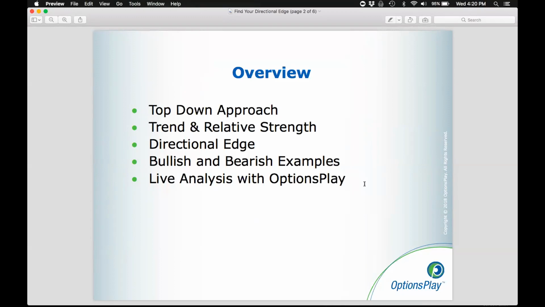Then we'll talk about trend and relative strength analysis. These are the two primary indicators that we use to gauge a directional view on any underlying stock or ETF. So I want to take the time to go through each one and show you guys why you should consider using them. Then we'll talk about how you use these two indicators to gain a directional edge.